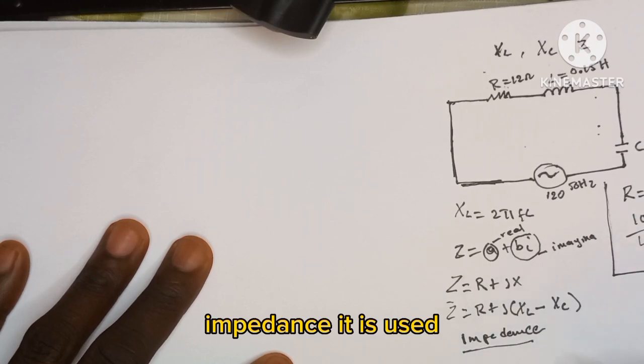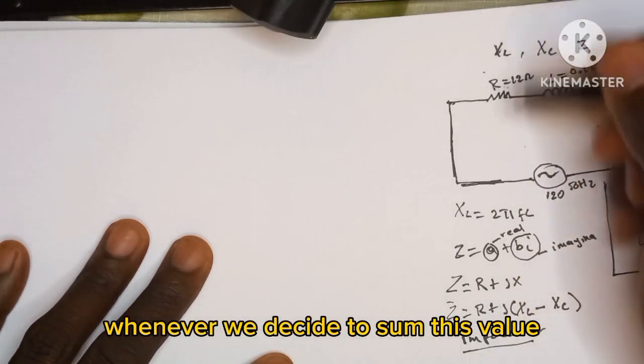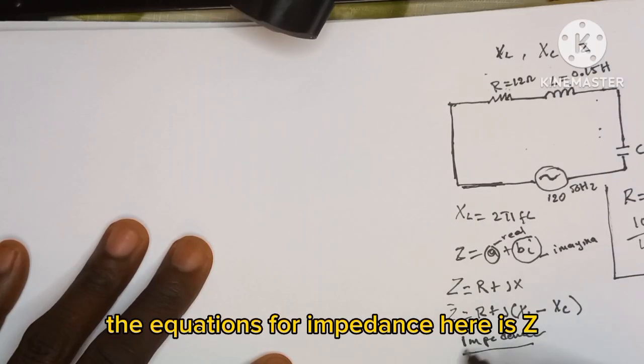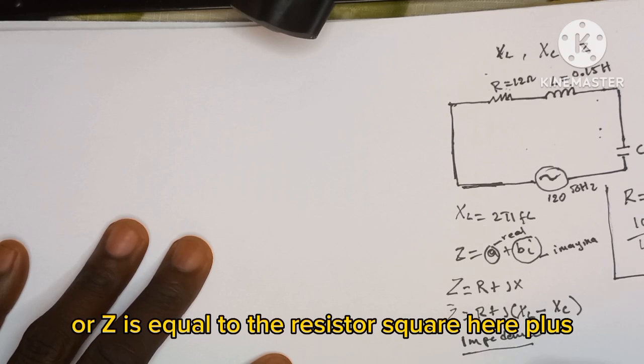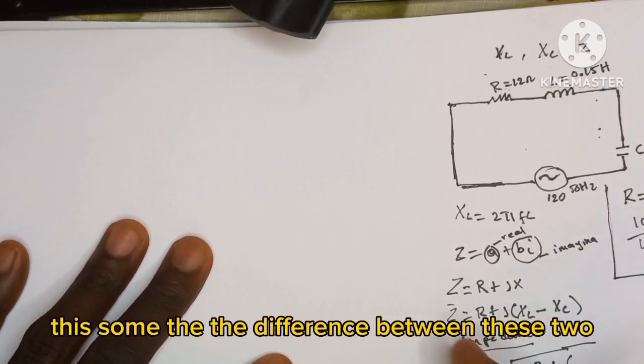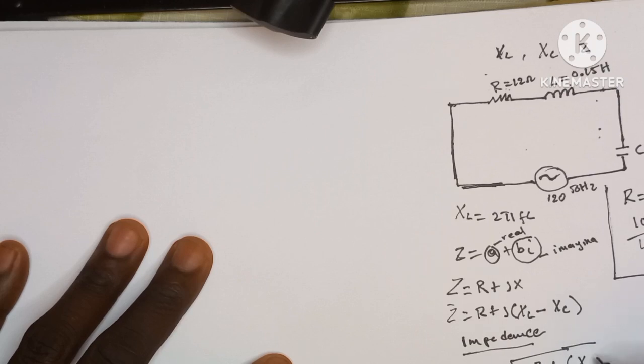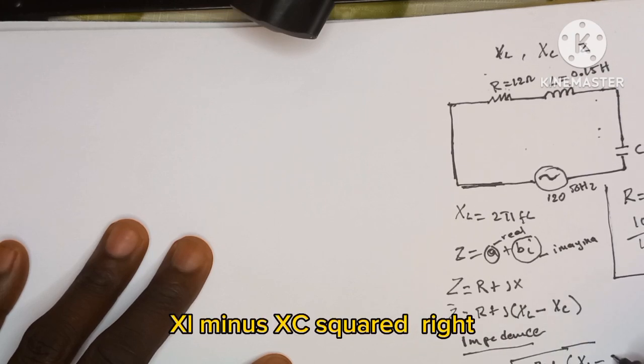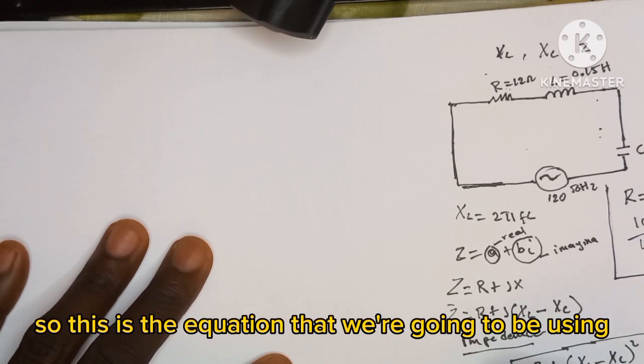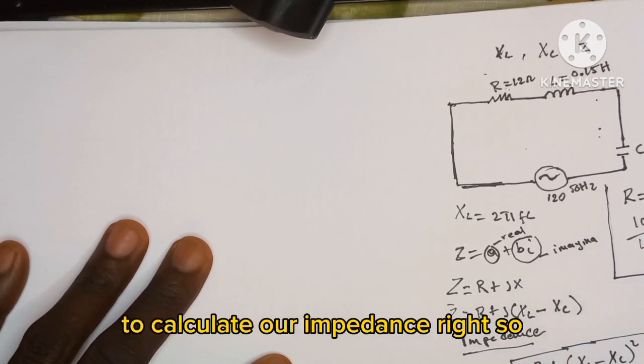Impedance. It is used whenever we decide to sum this value. The equation for impedance here is Z is equal to the square root of the resistor squared plus the difference between these two, XL minus XC, squared, right? So this is the equation that we're going to be using to calculate our impedance.